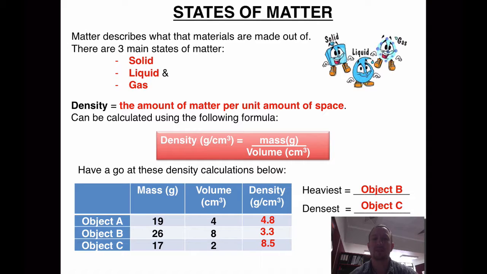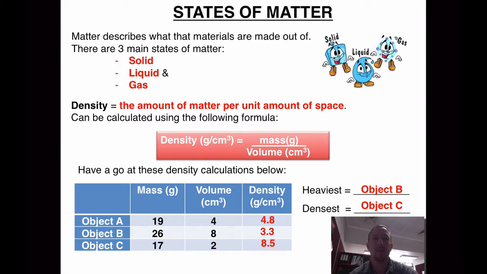Now, that seems confusing in some ways because you'd think, oh, well, why shouldn't object B be the densest? Well, the reason is that although object B has the biggest mass, it takes up more space. So there's lots and lots of space which is going to be inside the actual material. For example, I could have a ton of cork, place a ton of cork in some water, it'll still float, but it will be taking up a huge amount of space.